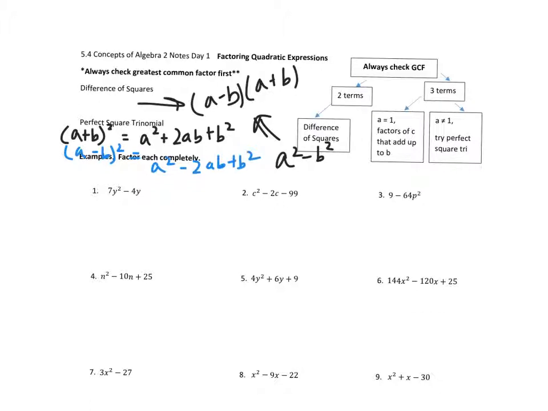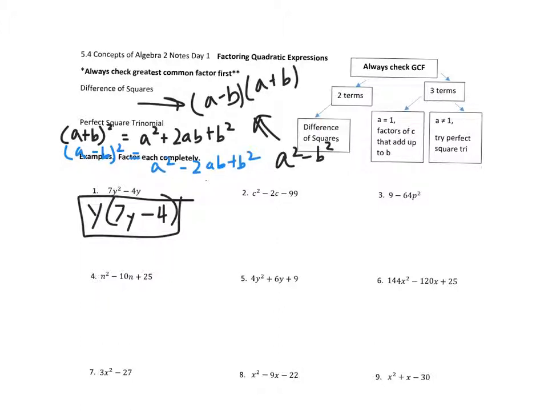if what I think is correct with my factor will foil out to be the original problem. So for number 1, following this flow chart, I always check the greatest common factor. In this case, I can take a y out. If I divide 7y squared by y, I get 7y. And if I divide 4y by y, I get 4. I keep the symbols the same: this was a subtraction, this is a subtraction. So this is my answer. I can't go any further with that.